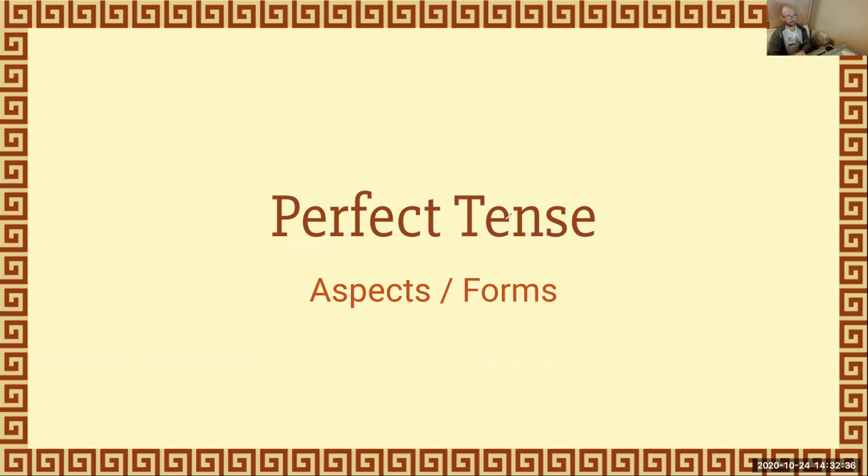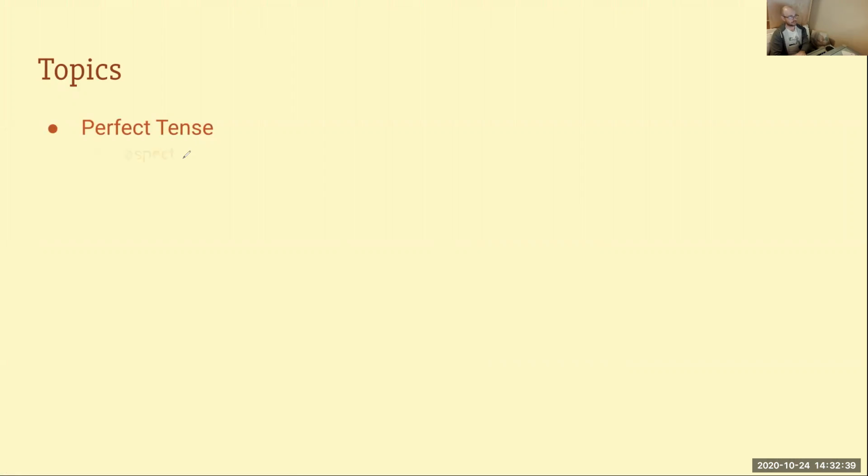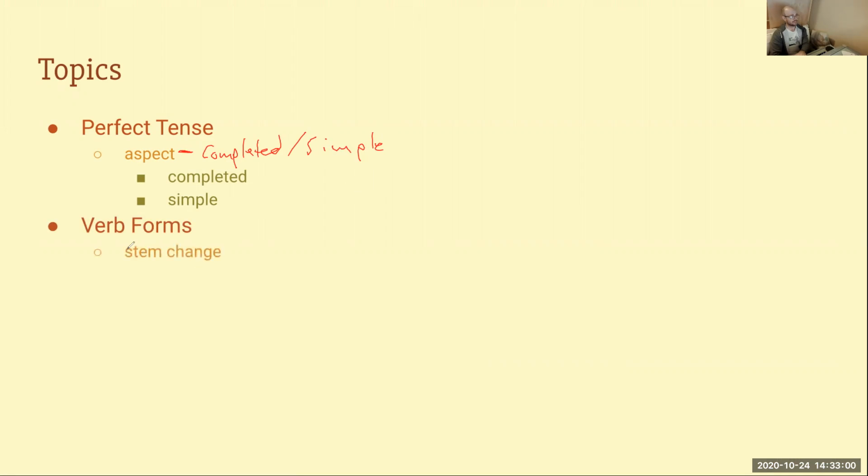So let's take a look at our agenda. For the perfect tense, our new aspect is the completed aspect. We also can use the simple aspect when translating the perfect tense. There we go, completed and simple. For verb forms, we're going to very often change the stem of the noun or of the verb itself, and we'll look at some of the most common ways that stem changes. So V's, U's, S's, and X's.